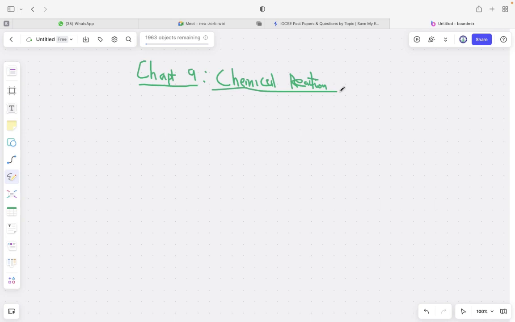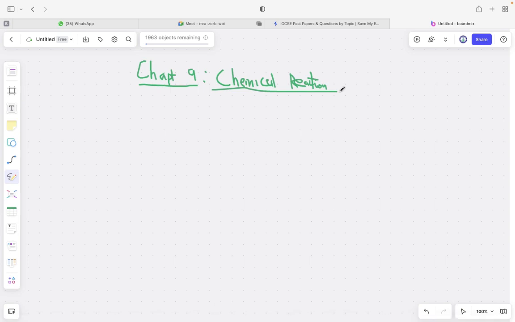At the end of this chapter, you are expected to revise what you know about physical and chemical changes, what we have already studied earlier regarding physical change and chemical change. We are also expected to be able to describe chemical reactions.